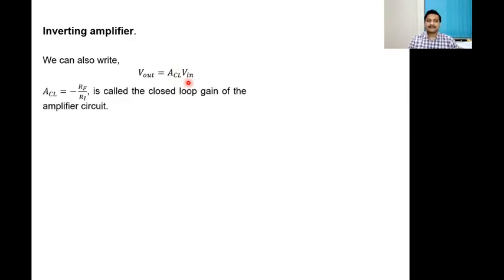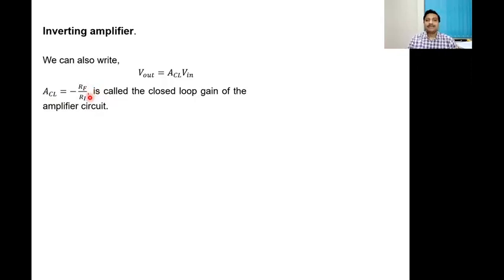And where ACL, I'm calling it ACL just to distinguish it from the characteristic open loop gain of the operational amplifier, because this is not that very high open loop gain. This is a factor which is dependent on this resistive network. So ACL, or the closed loop gain of the amplifier circuit, is basically minus RF over RI.